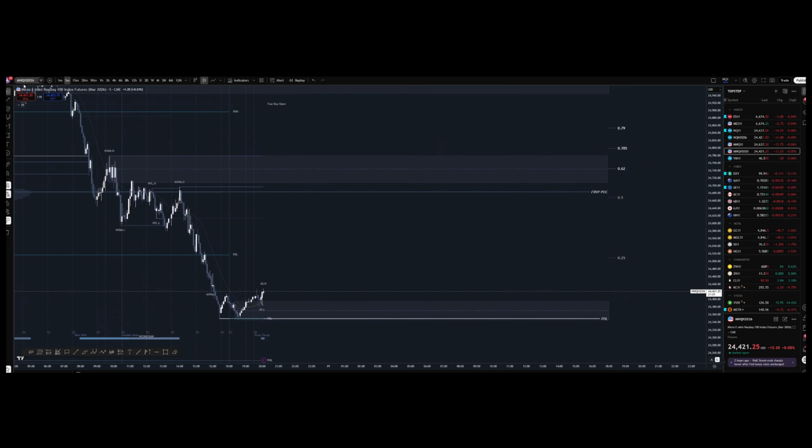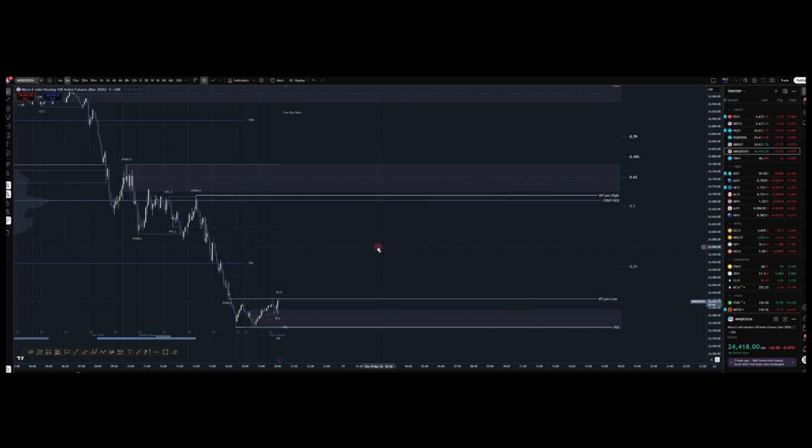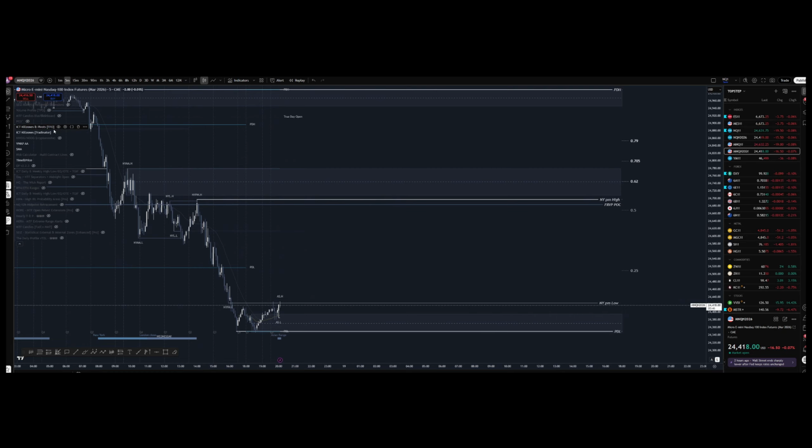And want to mark out our PM levels. So we had our PM low was here. And PM high up here around that POC. Turn off that indicator.